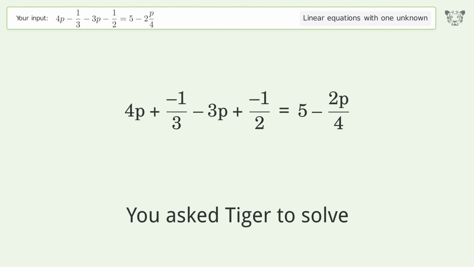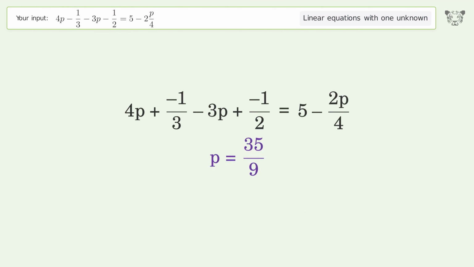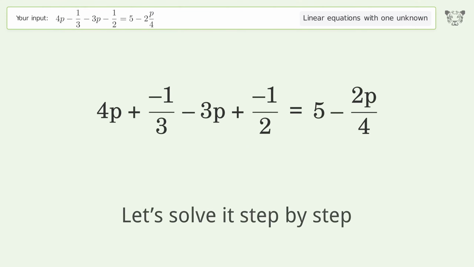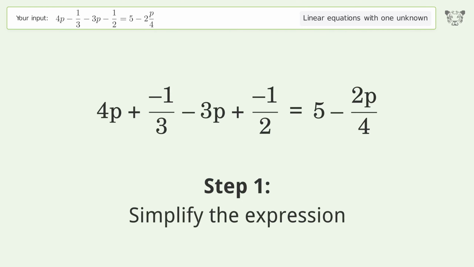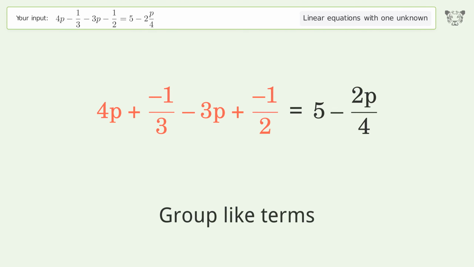You ask Tiger to solve. This deals with linear equations with one unknown. The final result is p equals 35/9. Let's solve it step by step. Simplify the expression. Group like terms.